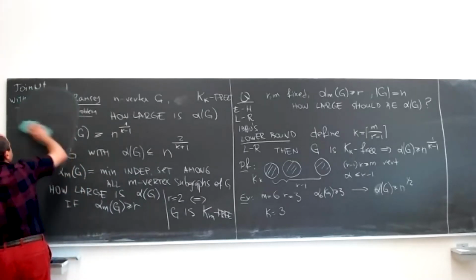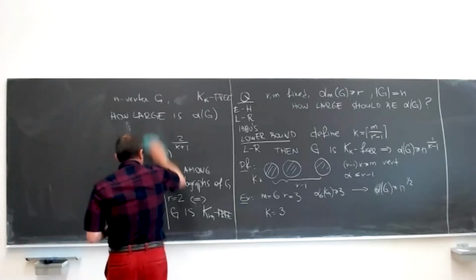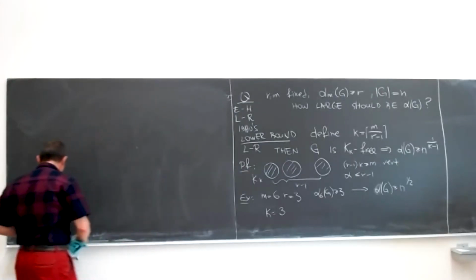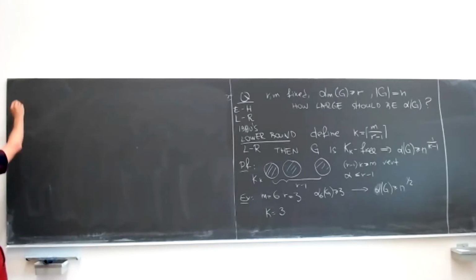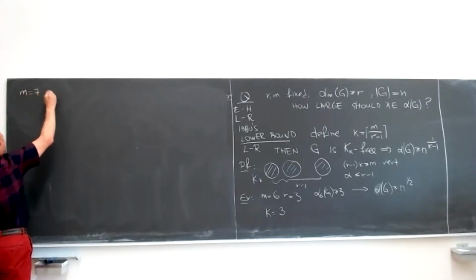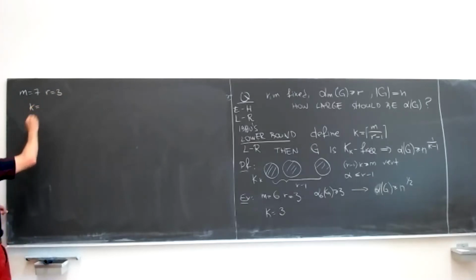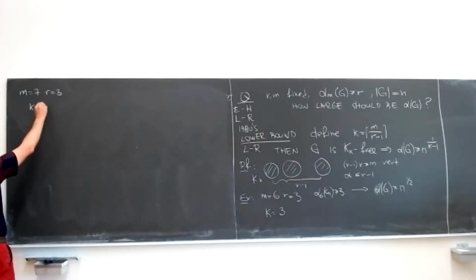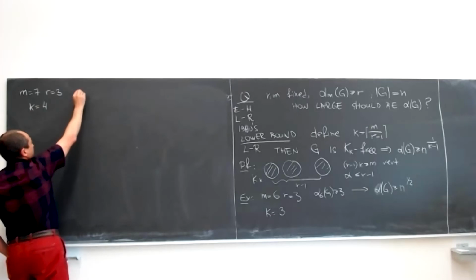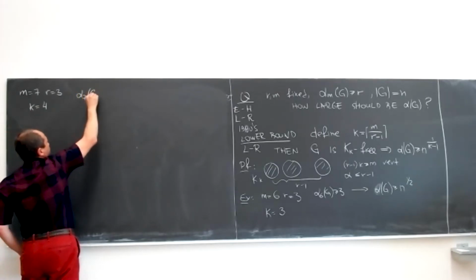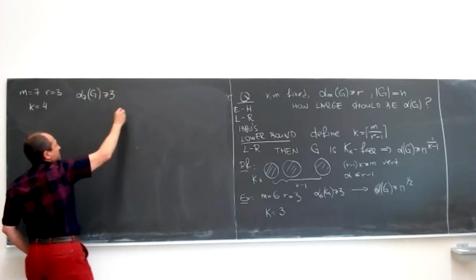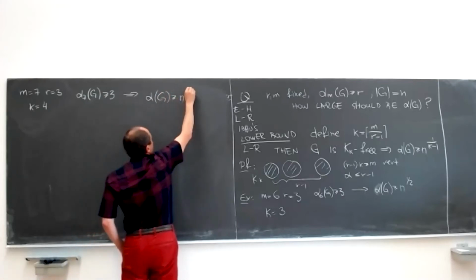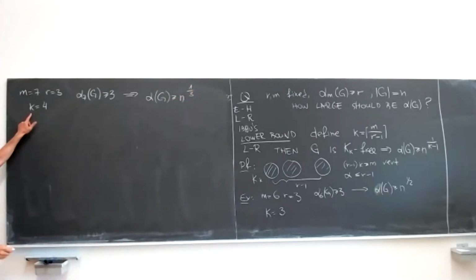But we already get something interesting when we go to M equals 7. As I said, I mostly do the examples to illustrate the ideas, and then I tell you the general results without proofs. So if M equals 7, and again R equals 3, then K is M divided by R minus 1, it's 3.5, and we round it down, so it's 3. Then we get that alpha_7 of the graph G, if you assume that every 7 vertices have independence number 3, implies that the independence number of your graph is at least n to the power 1/3. You remember it's always k minus 1.